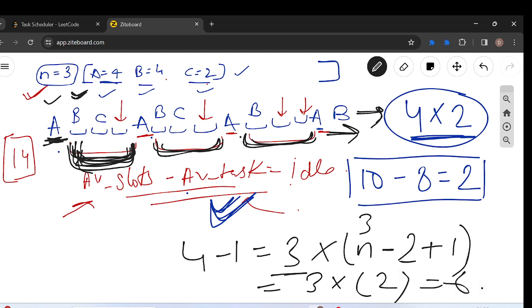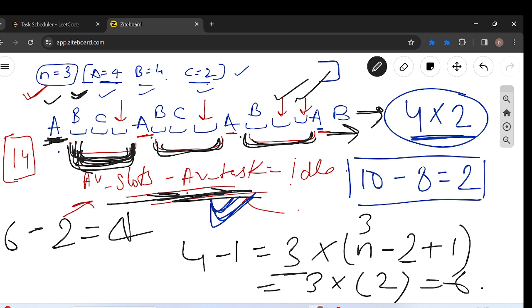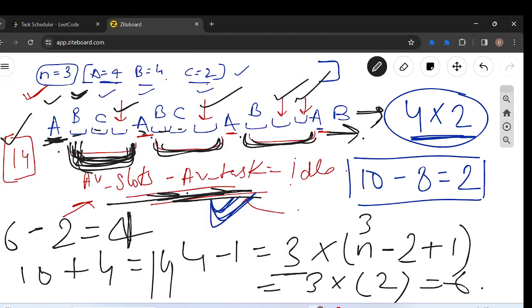So our idle time will be available slots, which is 6, minus available tasks, which is 2. So our idle time is 4, like 1, 2, 3, and 4. Our idle time has come. So our answer will be the time when the CPU will be free, idle time, plus the total number of tasks, like A, B, C. Okay, so our answer will be 10 plus this idle time 4, that is 14. And that was our answer. I hope you got this approach.